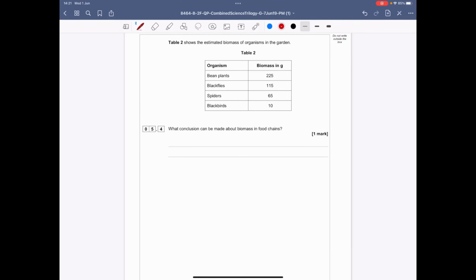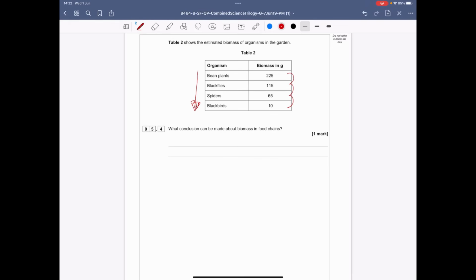Table 2 shows the estimated biomass of the organisms in the garden. What conclusion can be made about the biomass in food chains? Well, we've got our biomass and this is the order of our food chain as we went down. Okay, and what's happening to the amount of biomass? Well, it is decreasing. Okay, and it's decreasing by halving roughly each time.